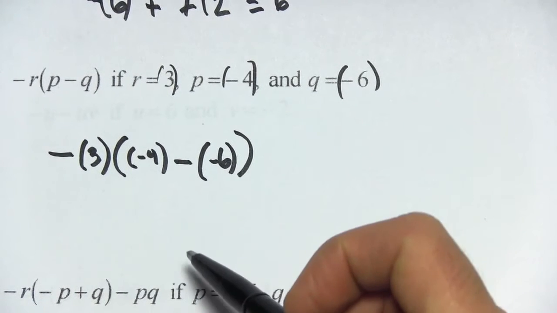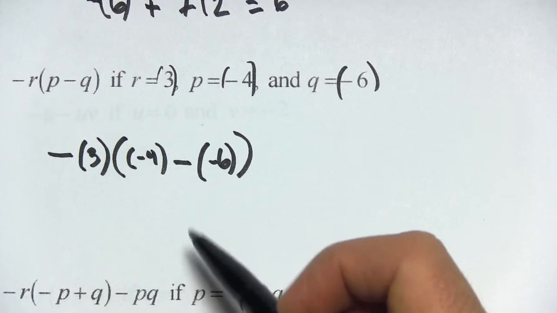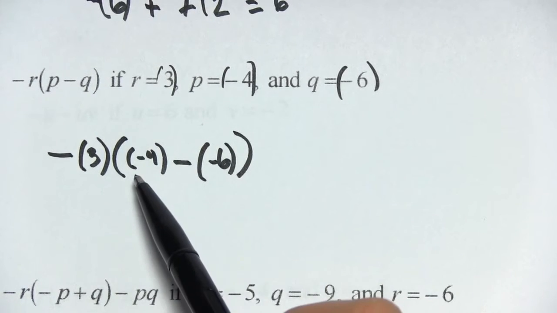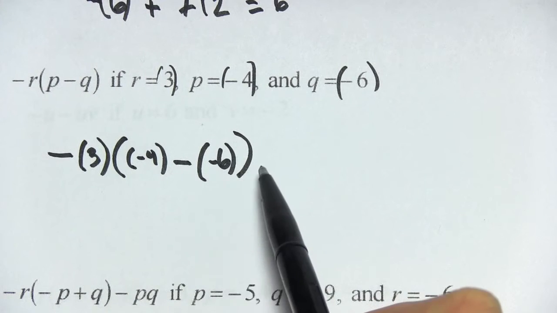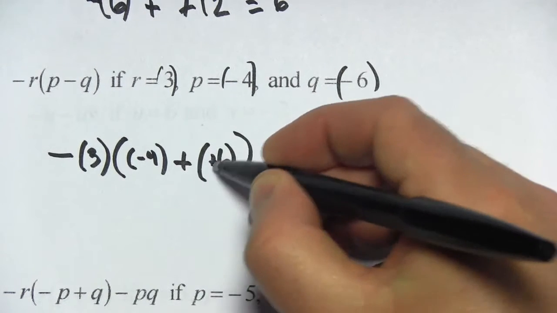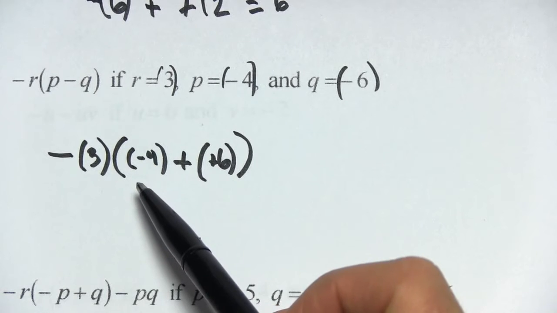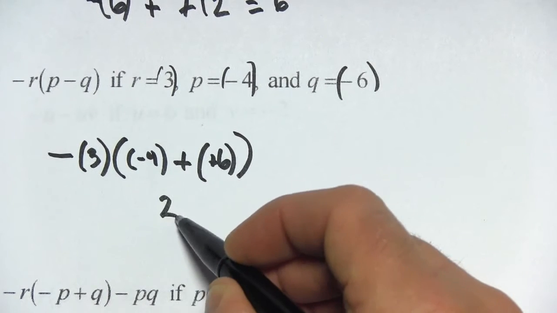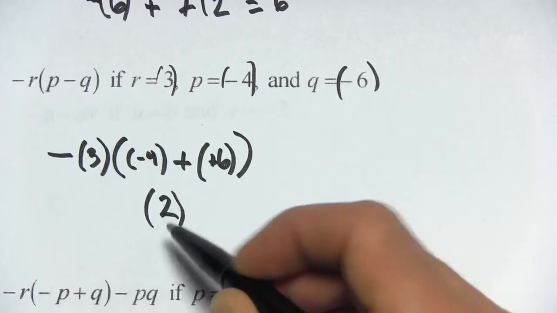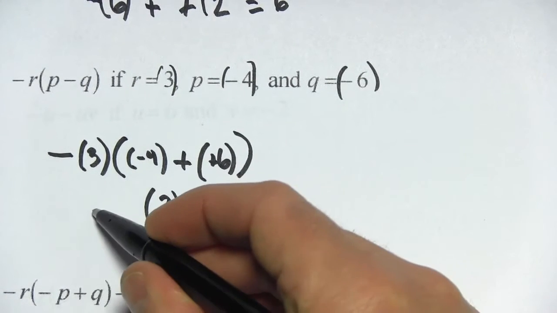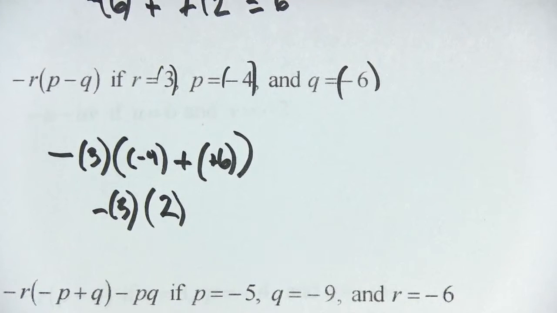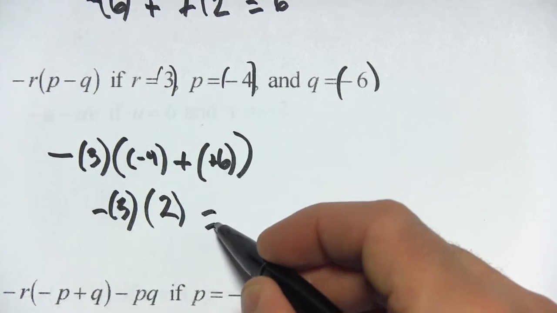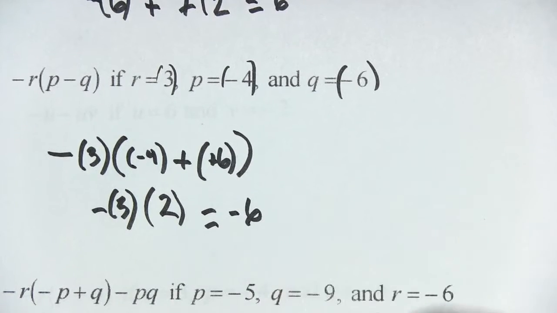So that's how our problem comes out here, and there's a little bit to sort out. Let's start with what's inside the parentheses. I have a negative 4 minus a negative 6. Well, minus a negative is just like plus. So negative 4 minus a negative 6 is 2. So everything inside that set of parentheses came out to be 2. And then we have a negative 3 multiplied by that. Well, 3 times 2 is 6, so negative 3 times 2, negative 6.